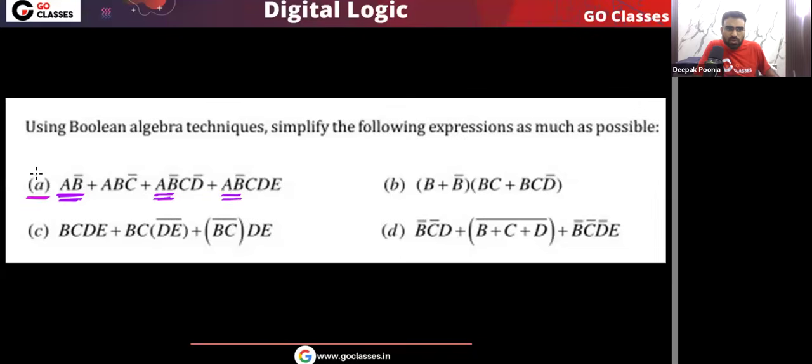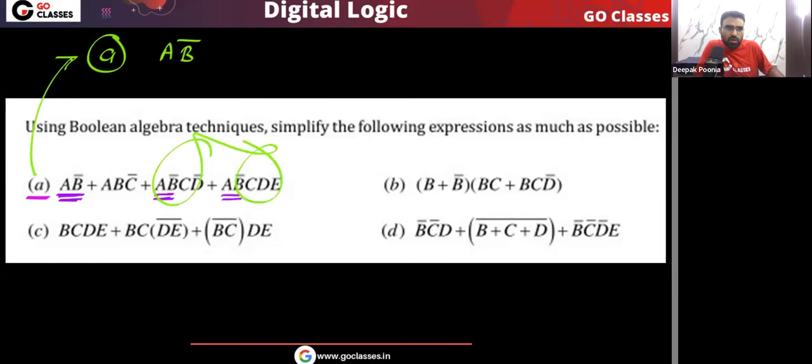We can apply the absorption rule. So using the absorption law, what will it become? It will become A B bar. This will be gone, this will be gone, or only this will remain, A B C bar. Now what you can do? You can take this A out.